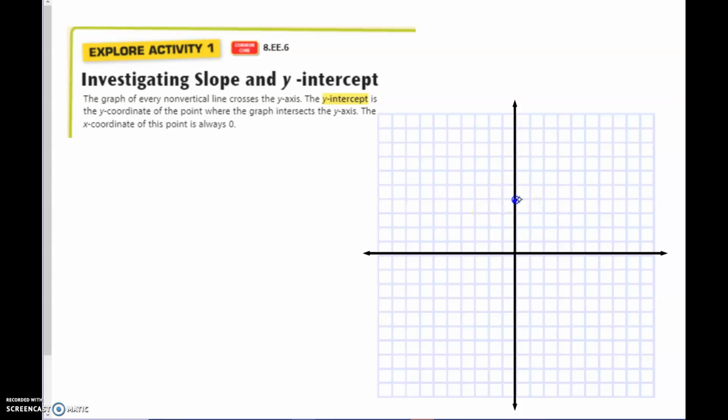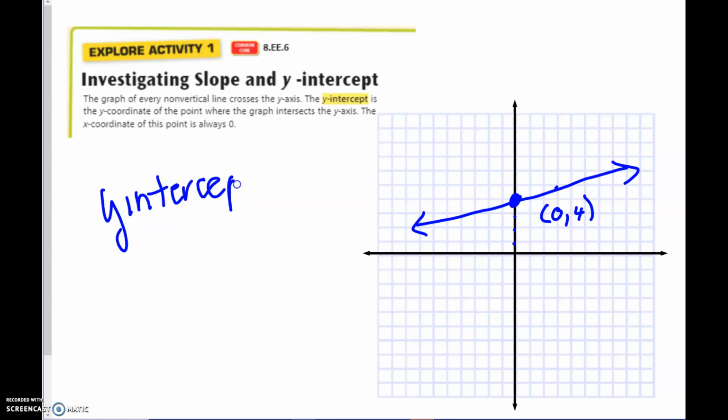If we have a line that goes through, this blue line is crossing the y-axis at a specific point. That point would be right here. What is that ordered pair? We're not going left or right at all, so that x value is 0, and then we went up 1, 2, 3, 4. So the y-intercept of this blue line is 4. If they asked you to write it as an ordered pair, it would be (0, 4).